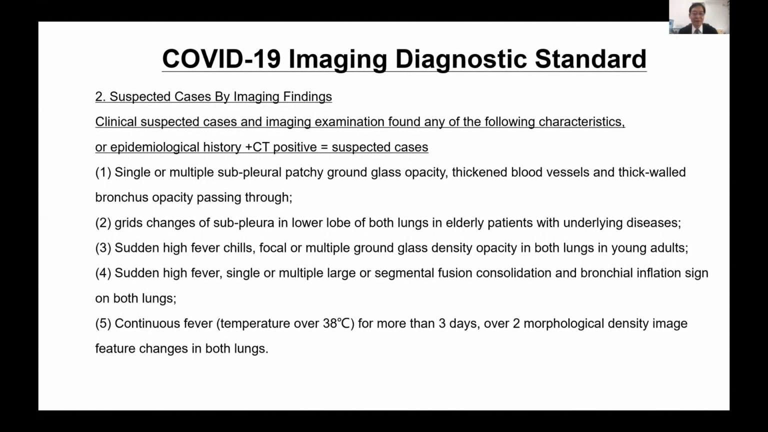Great change of subpleural lower lobe of both lungs in elderly patients with underlying disease. Sudden high fever, chills, focal multiple ground glass density on CT in both lungs in younger adults. Sudden high fever, singular or multiple larger segmental fusion consolidation, and bronchial inflammation sign of both lungs. 5. Continuous fever for more than 3 days, with over 2 morphological density image feature changes in both lungs.